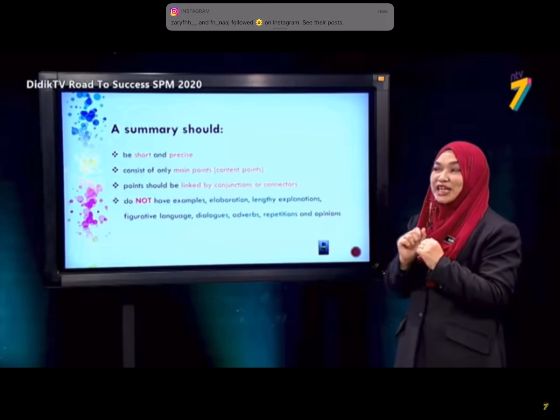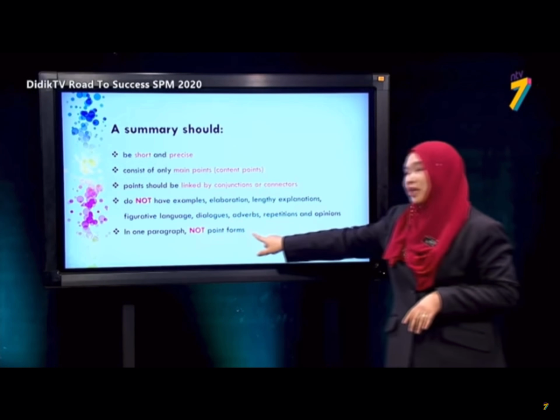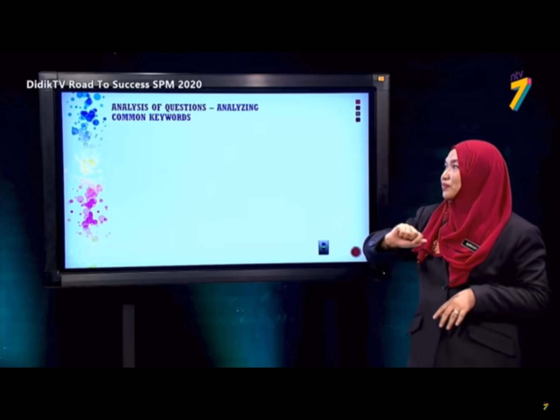Basically, summary is all about shortening the words, condensing. And then repetitions and opinions. You cannot put in your own opinion in your summary. And of course, it is in one paragraph, not in point form. So these are the things that you have to remember.